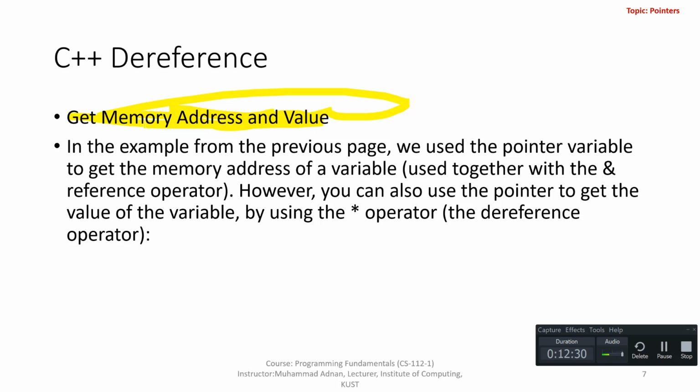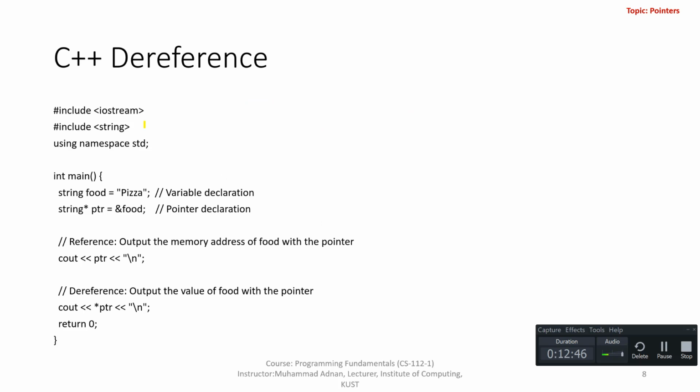However, you can also use the pointer to get the value of a variable, and this is called dereferencing, by using the asterisk operator once again. The dereference asterisk is also called the dereference operator. Alright, so with that, let us see an example. This is a C++ dereference example.